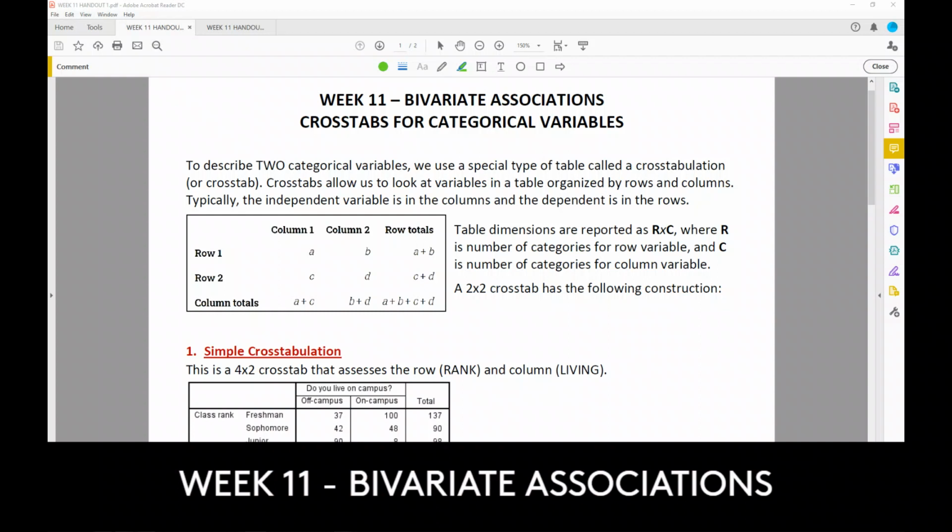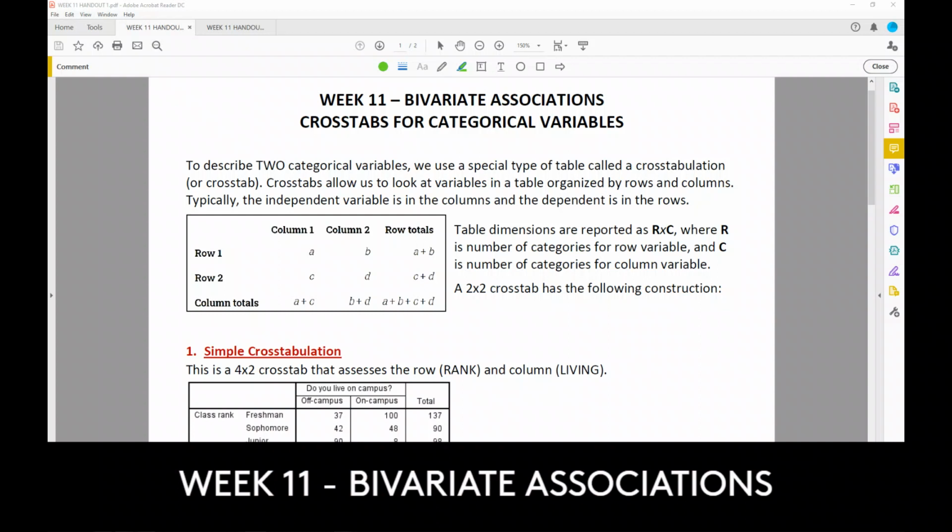So today we are going to continue our discussion on bivariate associations. Last week we were talking about correlations, which is the assessment of two continuous variables to produce a Pearson correlation coefficient, which tells you the strength of the relationship and the direction of the relationship, okay?